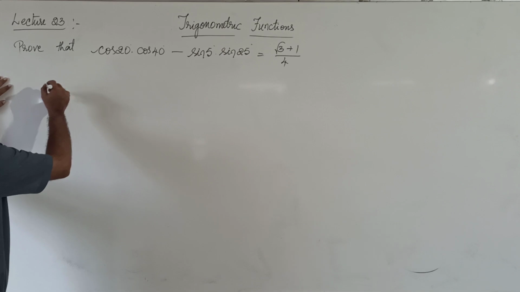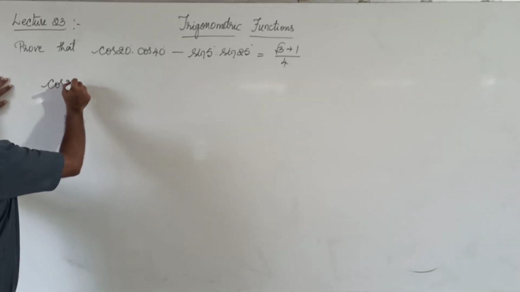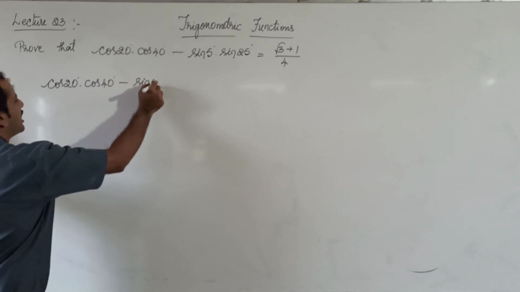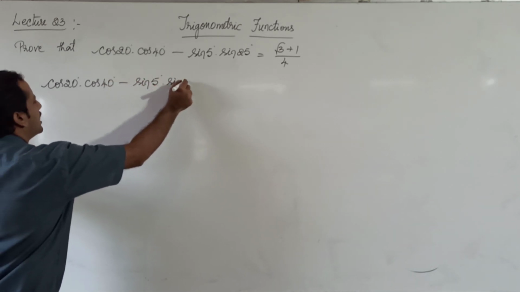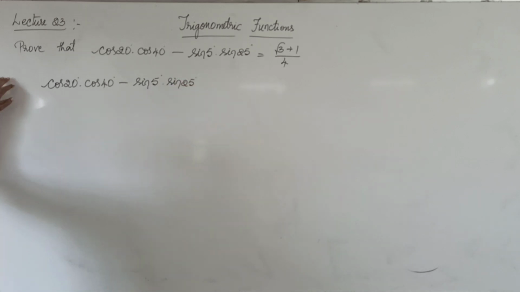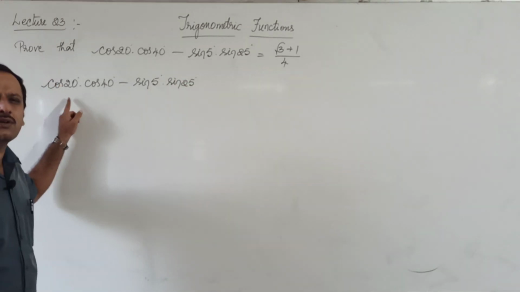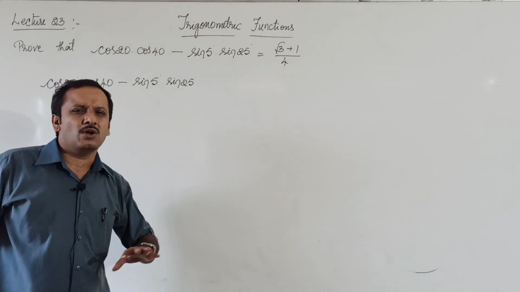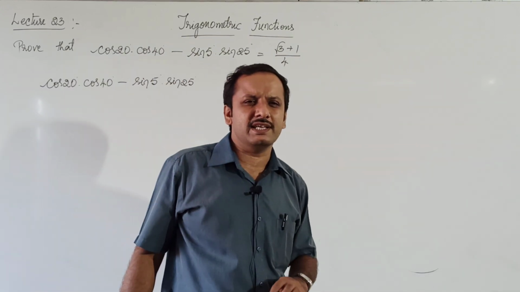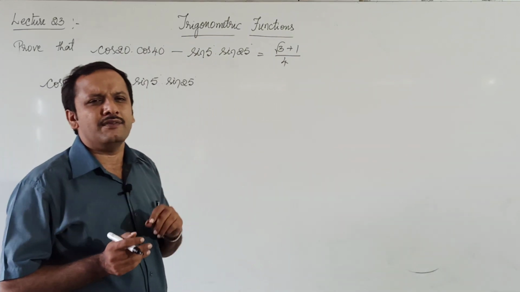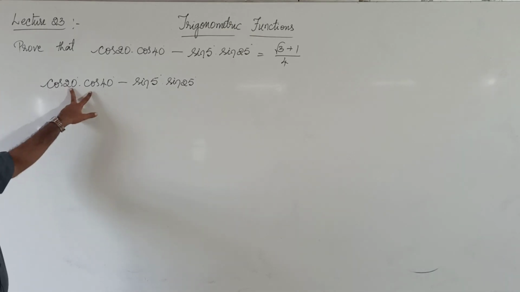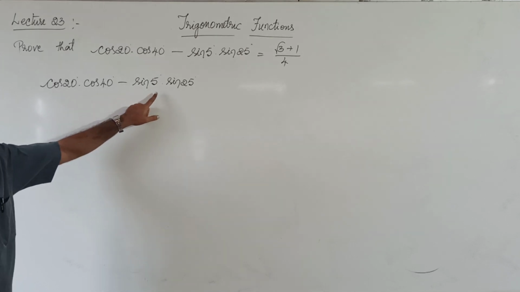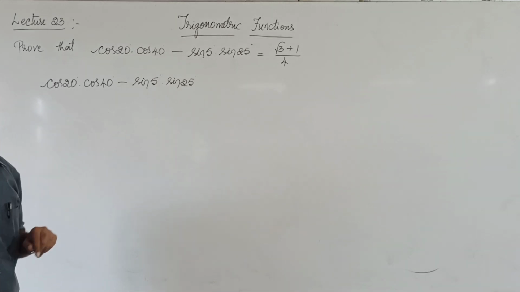Okay. So I will consider this expression cos 20 degree into cos 40 degree minus sin 5 degree into sin 25. By looking at this, don't think that, sir, this is like cos A cos B minus sin A sin B, I can use the formula cos (A plus B). Cos (A plus B) is equal to cos A cos B minus sin A sin B. Yes, that is true. But that formula cannot be used here because the angles here are different. Here we have 20 and 40, whereas here we have 5 and 25. So I cannot use that formula.